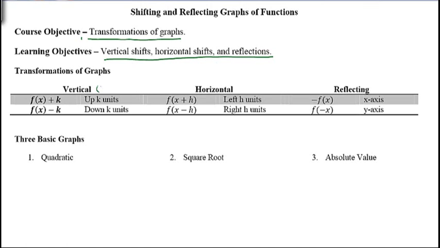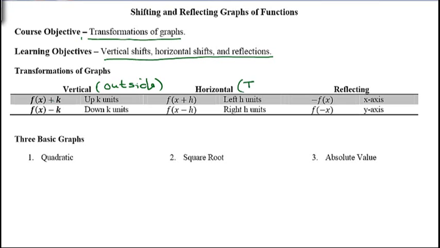Vertical shifts, I like to think of these as being outside. So it would be outside of the thing being squared or the square root or the absolute value. Those are the three functions that we're going to look at: the quadratic, the square root, and the absolute value. And if you are adding some value, then you would shift up k units. If you're subtracting a value, you shift down k units.